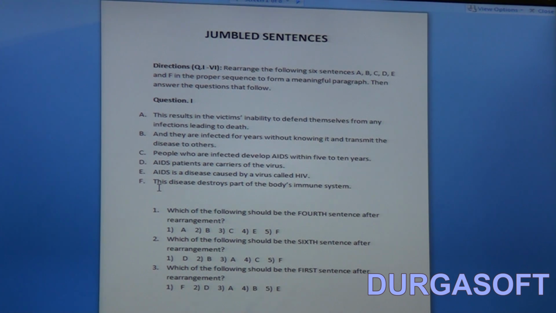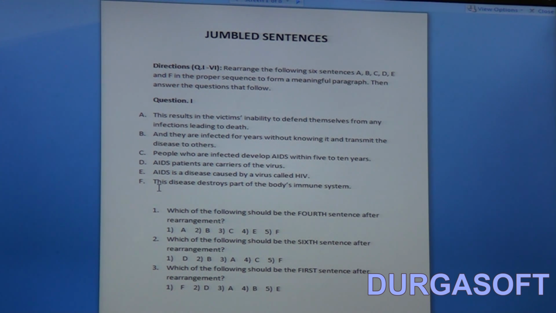So as I told you, what is the first thing you have to do? Read all the sentences, read all the 6 sentences. Just quickly read all the 6 sentences and tell me what is the paragraph about. Okay, so the paragraph is about AIDS. Even without rearranging the sentences you can get that idea. So we know it's about AIDS. And what is AIDS? It's a disease, right? So what we have in this paragraph is a description of the disease. So now we have understood what the paragraph is about.